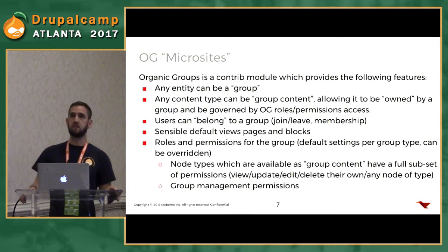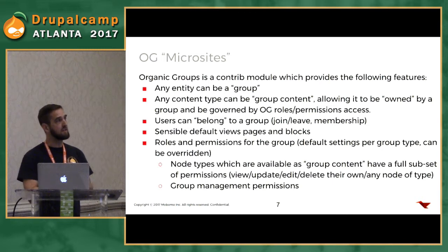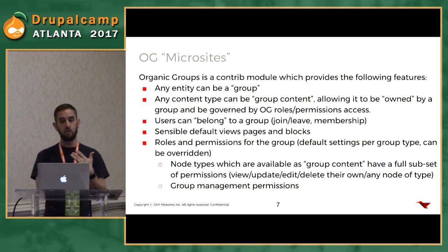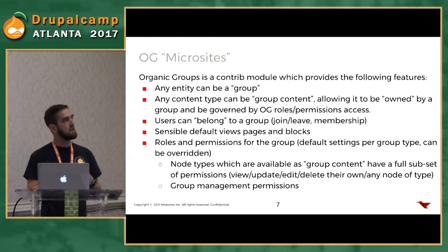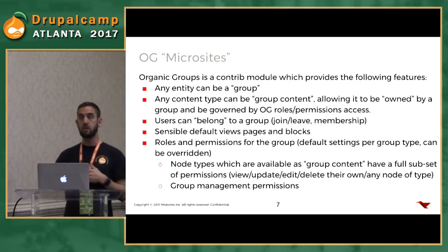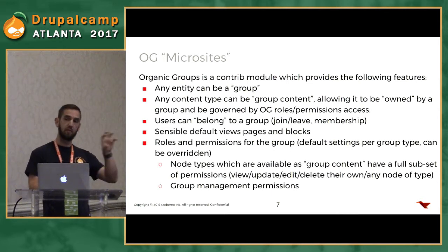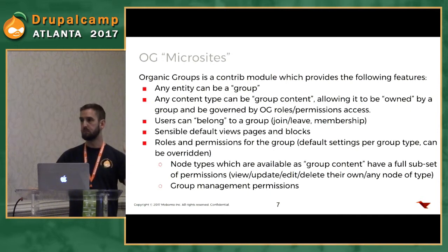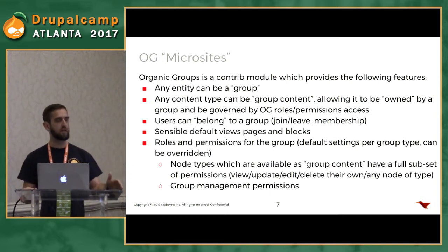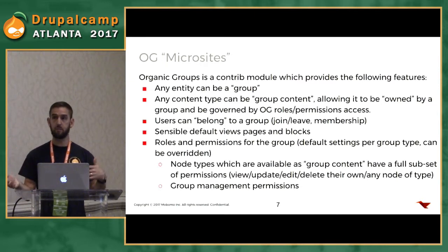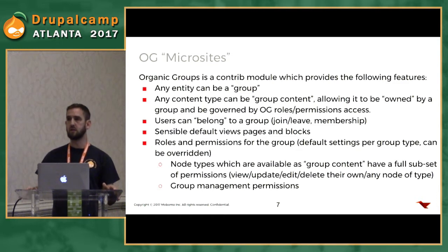So organic groups does a few things. If you're not familiar with it, I'll just recap real quick. Any entity can be a group, theoretically. Nodes typically are your groups. And also any entity type can be group content, so it's owned by a group, as it were, and it's governed by organic groups roles and permissions that are separate from Drupal's high-level roles and permissions. We'll look at that a little bit more later. Users can belong to groups, so they have membership in a group, and you have roles and permissions within that group that can govern their membership.